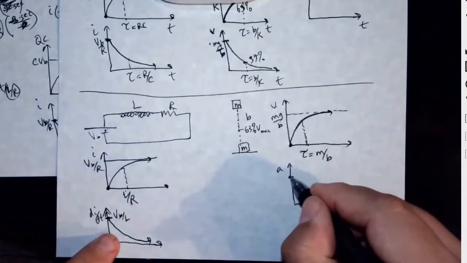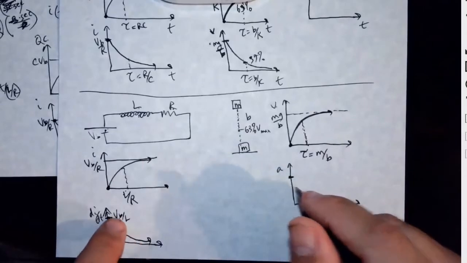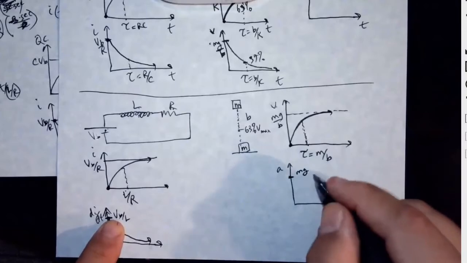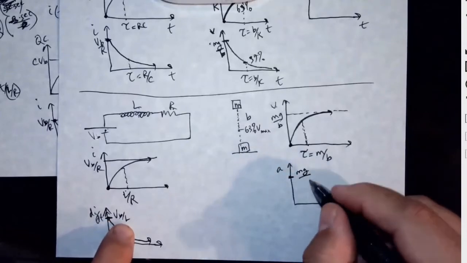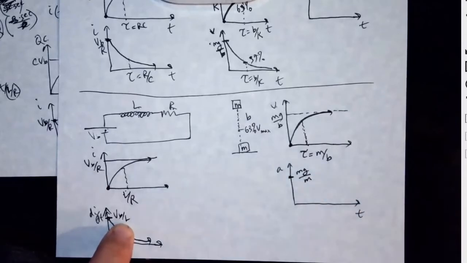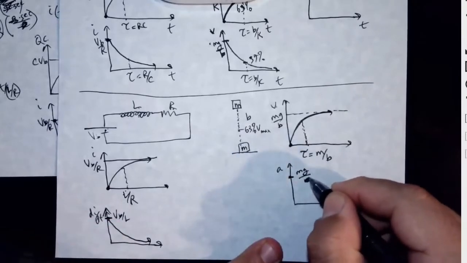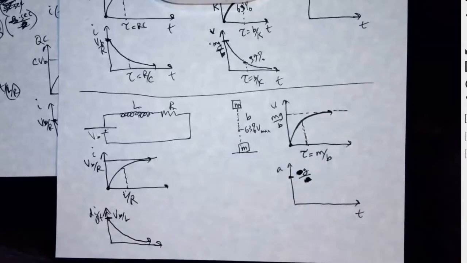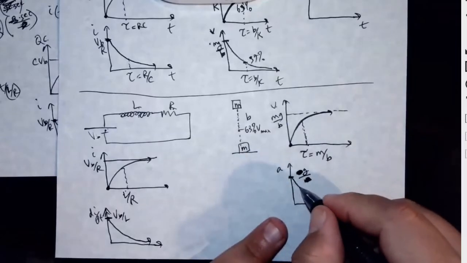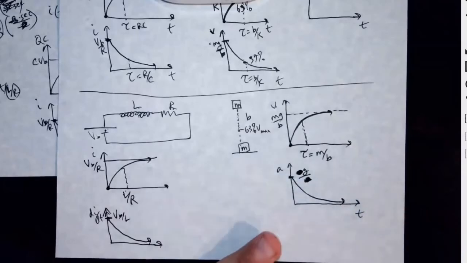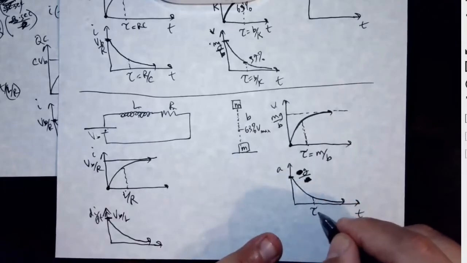So then what's the initial acceleration? VB over L. What's VB? VB gets replaced by mg. L gets replaced by m. I don't know why, I love that. So mg over m, and then what happens? This cancels. The initial acceleration is g. Okay, then it drops down, and then the time constant is the same, m over b.